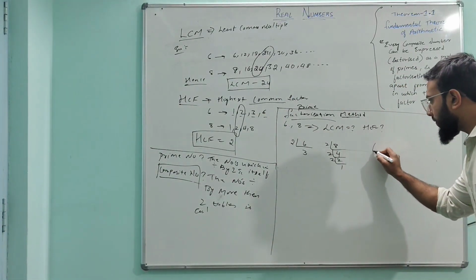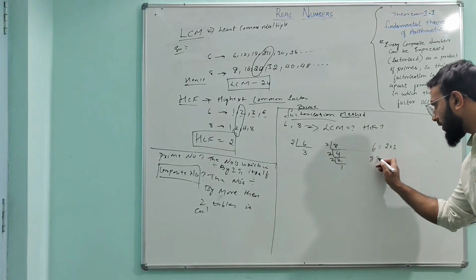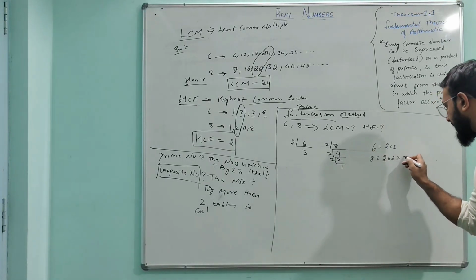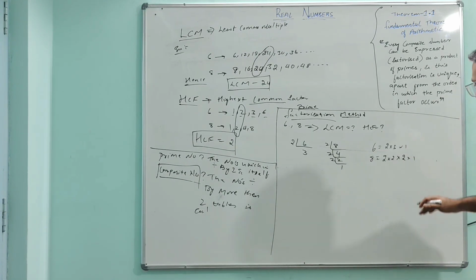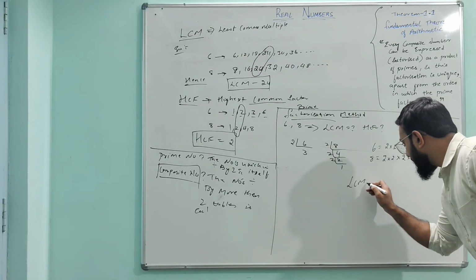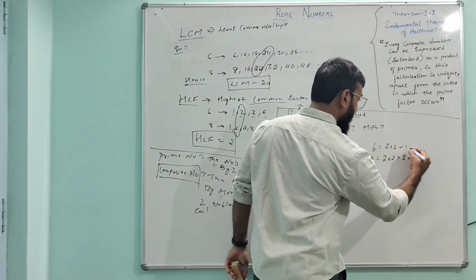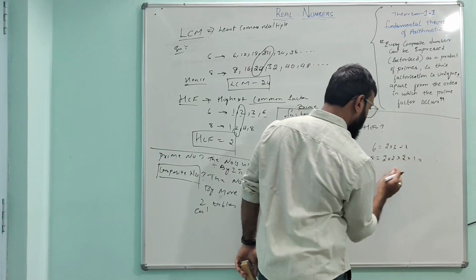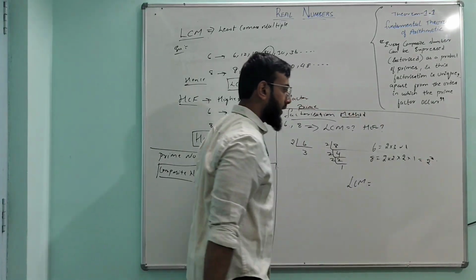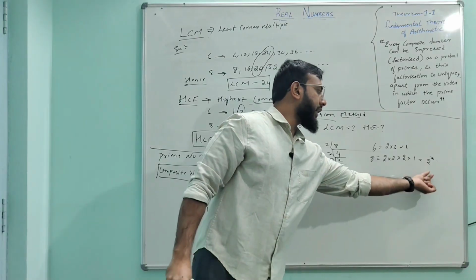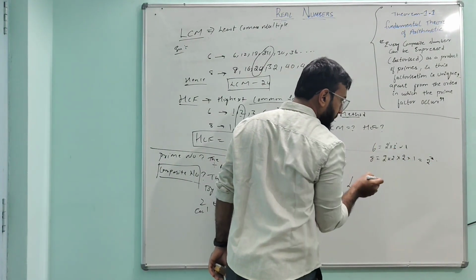Now, what are the factors of 6? 2 into 3. What are the factors of 8? 2 into 2 into 2. Correct? If you want, you can write 1 also. No worries. How to find the LCM? Concentrate. Further, can I solve this? 2 into 2 into 2, I can write it as 2 power 3. This has 1 power. This has 1 power.